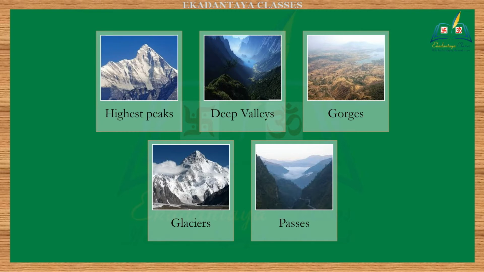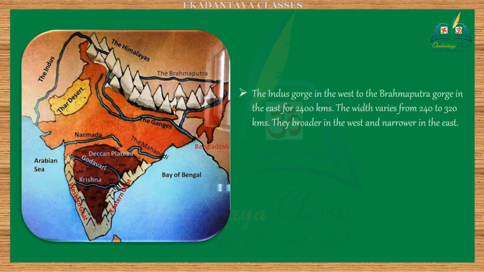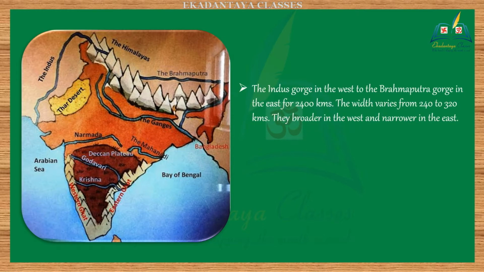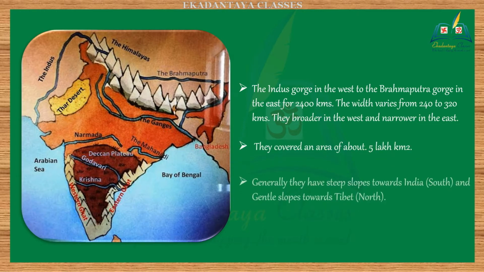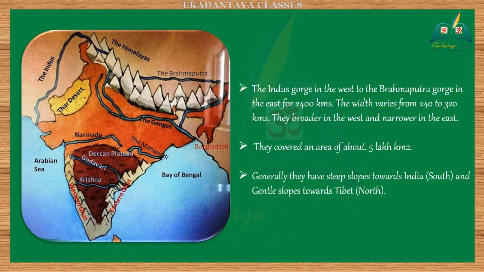In India they extend from the Indus Gorge in the west to the Brahmaputra Gorge in the east for 2,400 kilometers. The width varies from 240 to 320 kilometers. They are broader in the west and narrower in the east. They cover an area of about 5 lakh square kilometers. Generally they have steep slopes towards India, south, and gentle slopes towards Tibet, north.